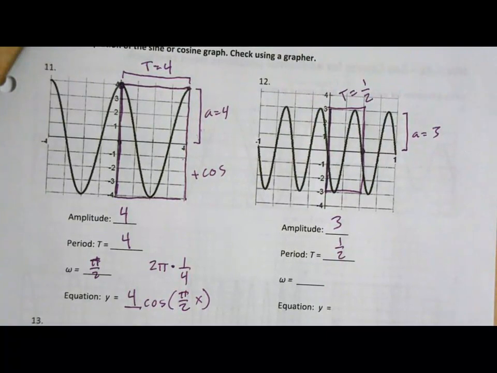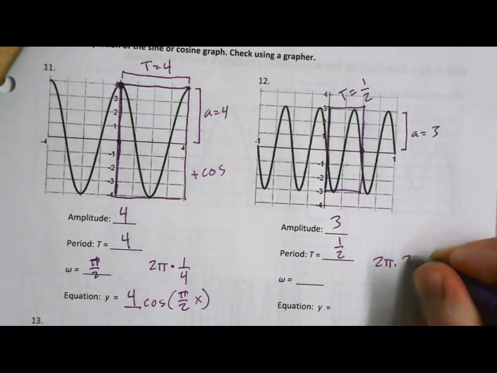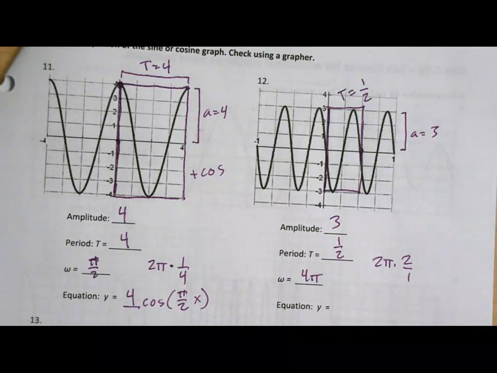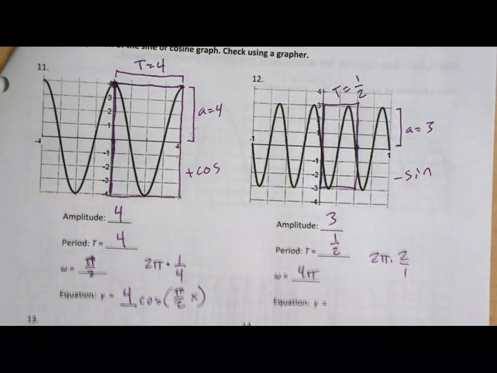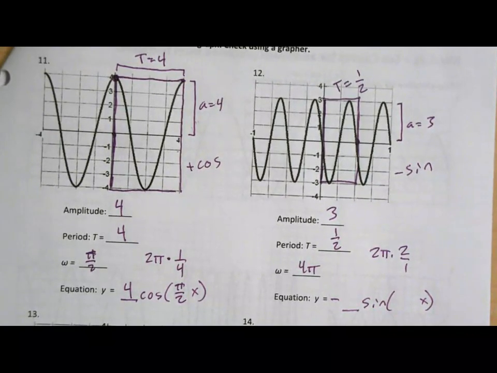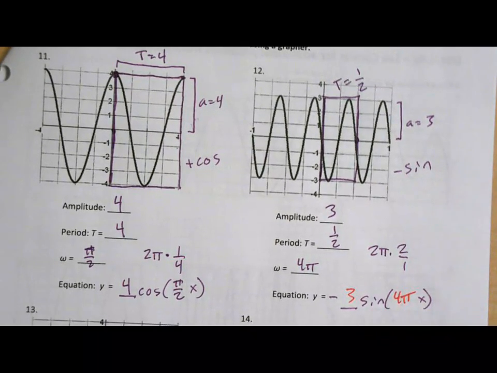Now, I don't know that I want to use that shortcut with the half. I think I'm just going to go ahead and go 2 pi times the reciprocal of that. That's 4 pi, for omega. And you guys said this was a negative sine, right? Negative sine. So negative something times sine, and then I got an x in here. And it's just a matter of getting the right values in the right place. Amplitude here, omega here, and we're good to go.